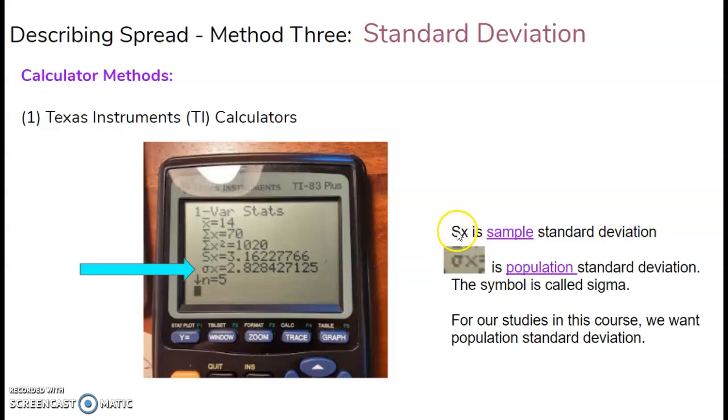Let's go through some of these. Sx is the sample standard deviation. But when we hand calculated, we got the 2.83, and that's the population standard deviation. The symbol is called sigma. So sigma x is the one we want for this course, because we're going to do population standard deviation. I want the standard deviation of all the numbers that I give the calculator, and since I'm doing all of the numbers, we're going to do population.